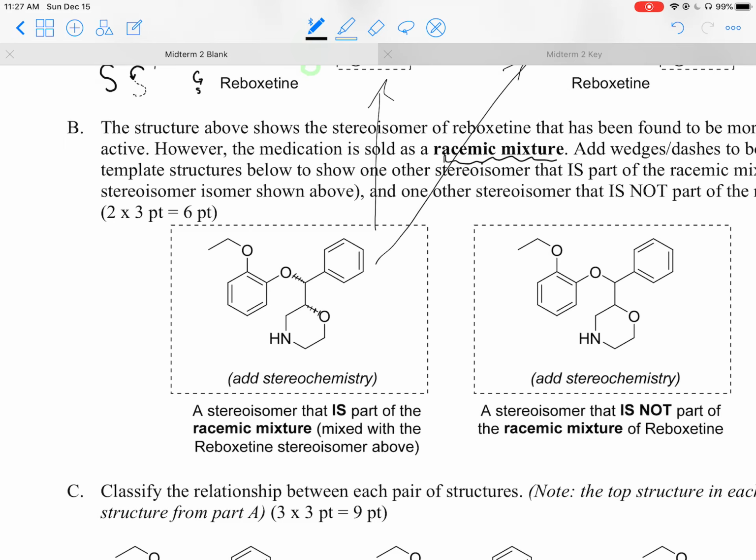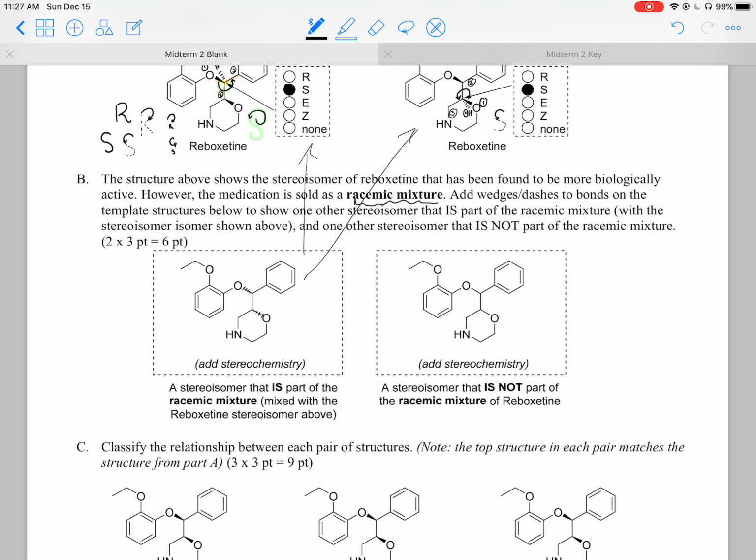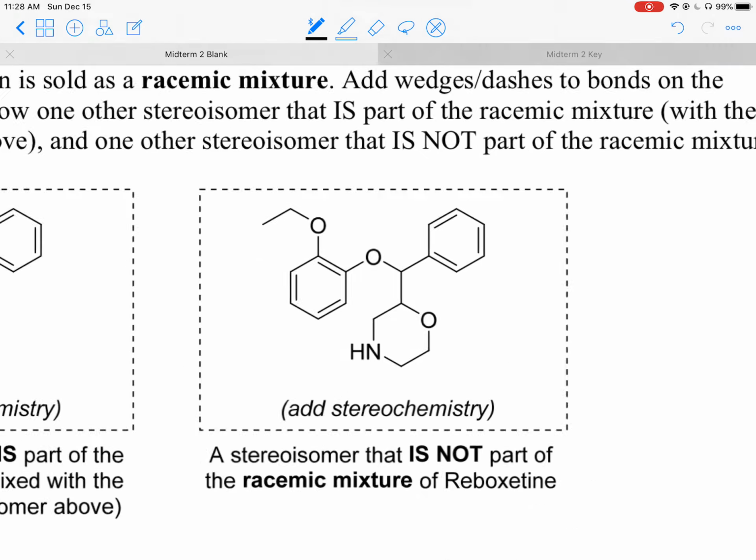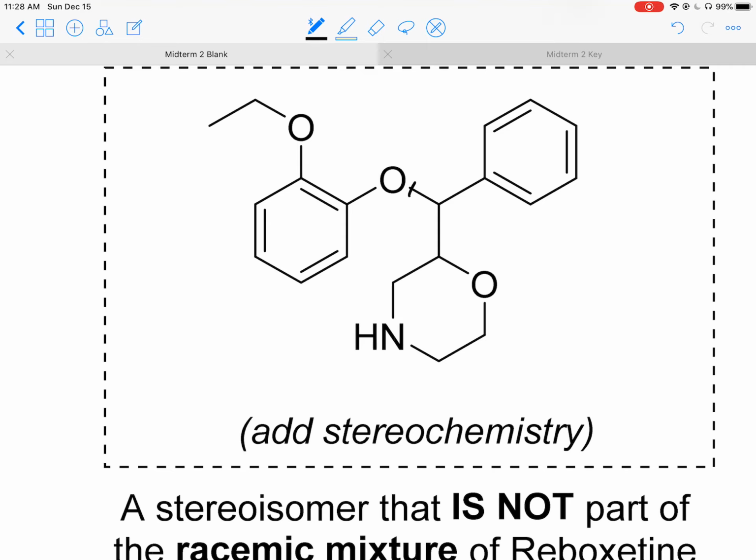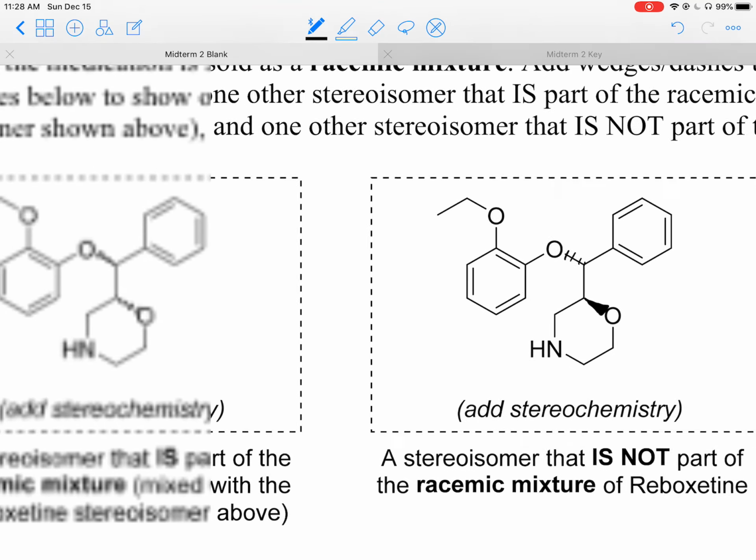Okay, so then it says, draw a stereoisomer that is not part of the racemic mixture of reboxetine. And so the stereoisomers that were part of the racemic mixture were the enantiomers. And so now we can draw either of the diastereomers of the one above or the one that's next to us, and that will be the ones that are not part of the racemic mixture. So to do that, we can just make one of them dashed and one of them wedged, and that'll be another stereoisomer that is not part of the racemic mixture.